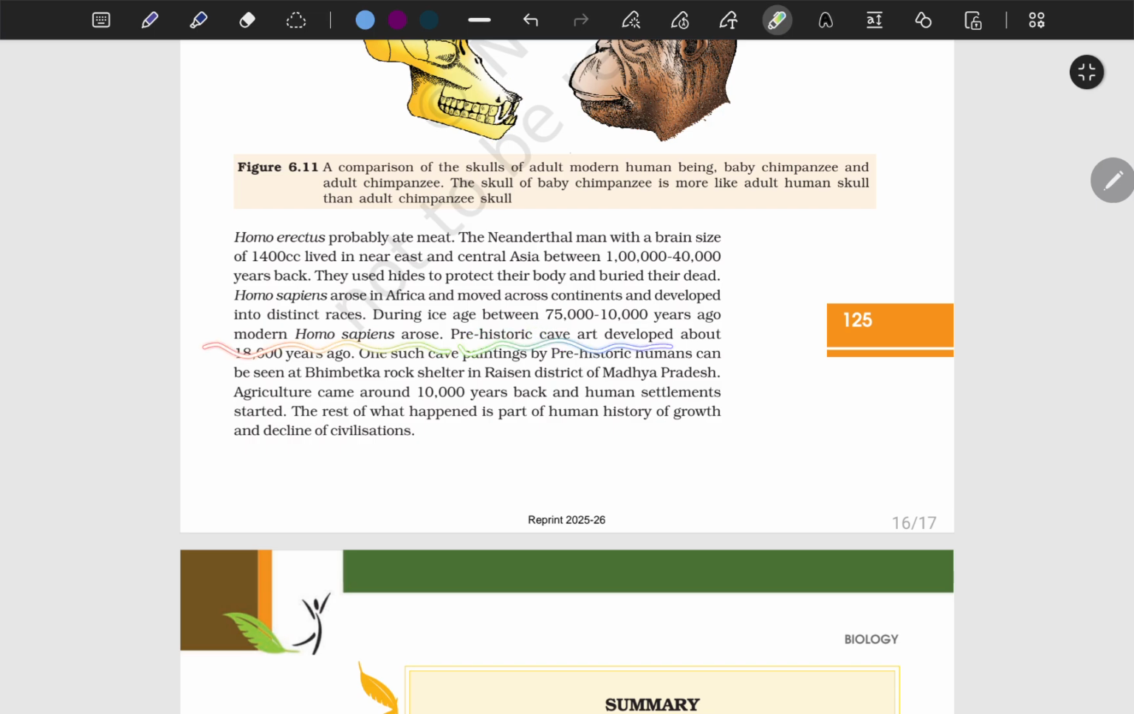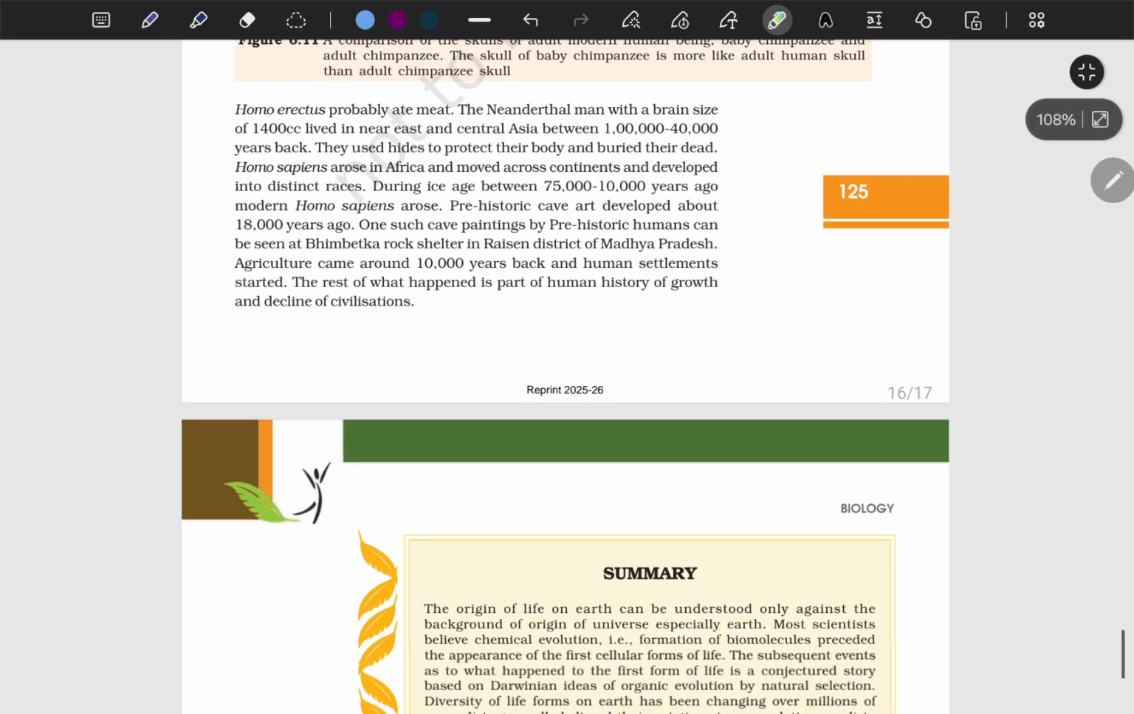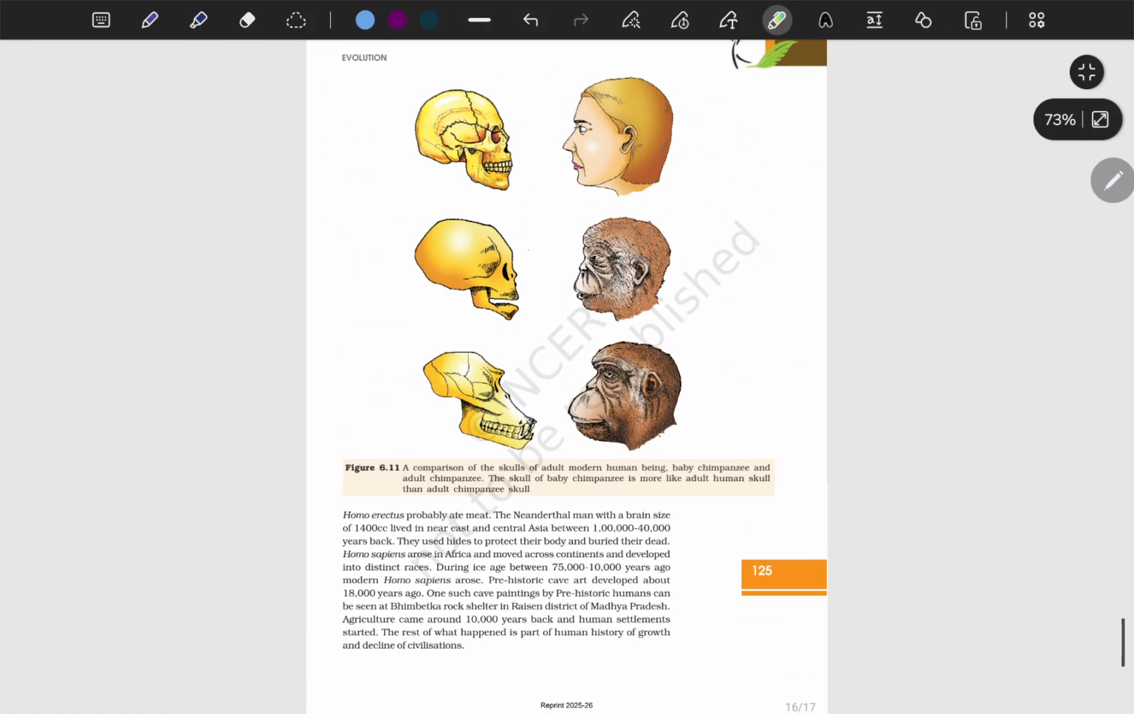Prehistoric cave art developed about 18,000 years ago. One such cave painting by prehistoric humans can be seen at the Bhimbetka rock shelter in the Raisen district of Madhya Pradesh. Agriculture came around 10,000 years back and human settlements started. The rest of what happened is a part of the human history of the growth and decline of civilization.